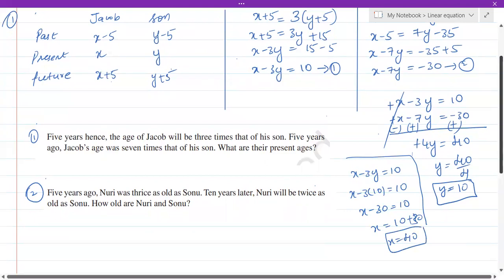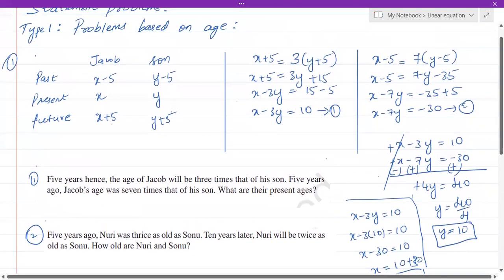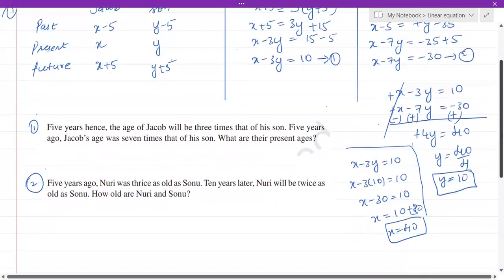So as you can see, Jacob's present age is 40 years and his son's present age is 10 years. Okay, so this is how you solve problems based on age. It's very simple. Make a table. Who are the two persons involved? Jacob and his son, and the three things: past, present, and future. We always start with the present. The present age, we assume as x and y. Based on the given data, we calculate the past and the future age, and we get the equation. Similarly, let's solve the next problem.